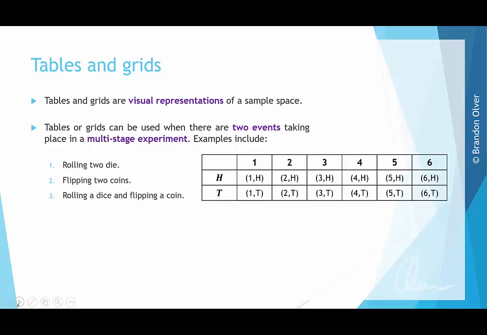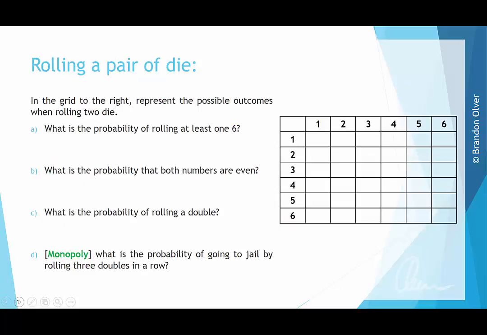The third example is shown here, where across the top we have the number that would be face up on the die, and down the first column we have the face of either the head or the tail that is pointing up on the coin. If more than two events need to be represented, a tree diagram could be used instead of a table or grid. So next we're going to look at rolling a pair of dice.